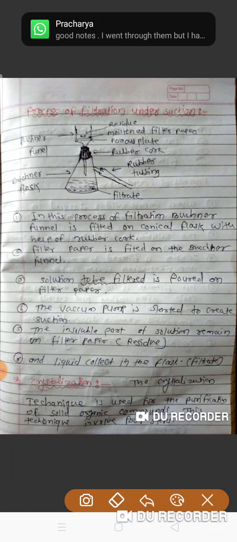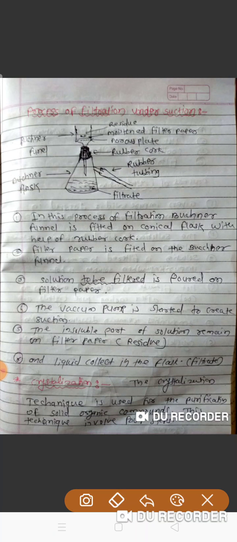Good morning, students. Last lecture we discussed the process of filtration, a simple process of filtration. Today we are discussing the process of filtration under suction.